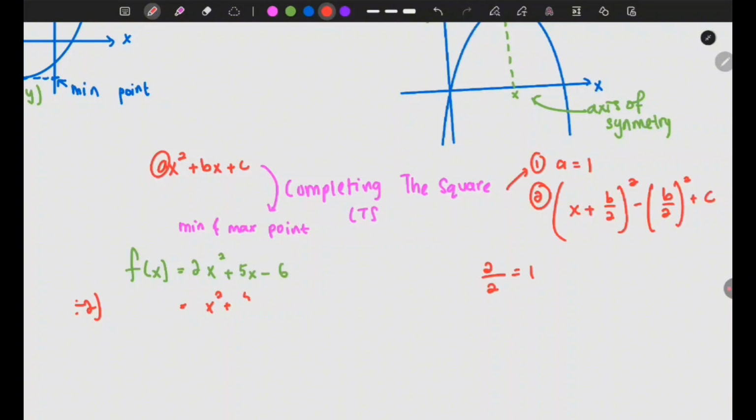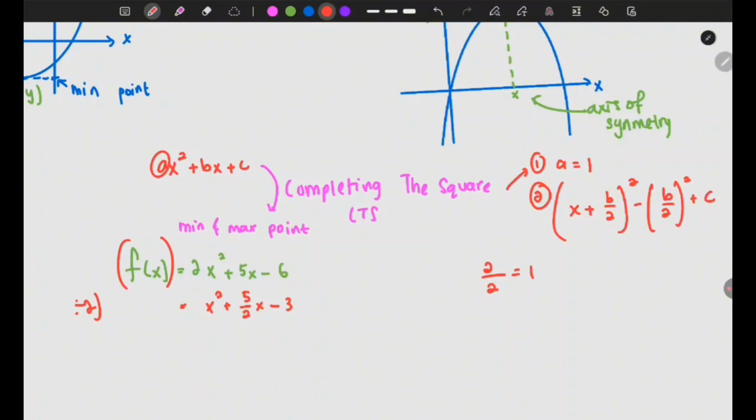You can't divide by 2. A function cannot be divided by 2. So what you'll do for this one, you won't divide by 2, but instead you will factorize the 2. That means you take the 2 and put it outside. You don't divide by 2, but you take the 2 and put it outside.